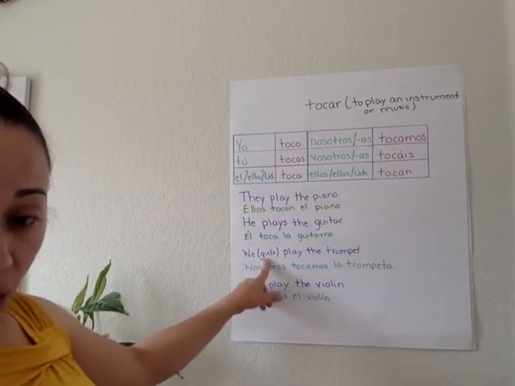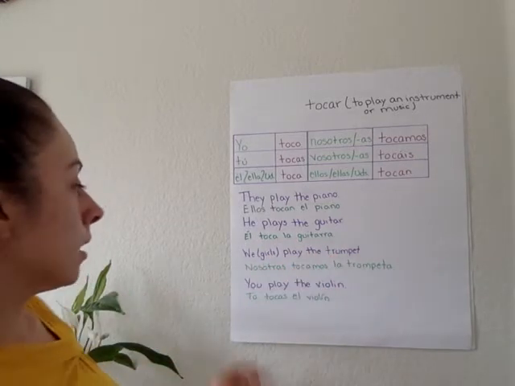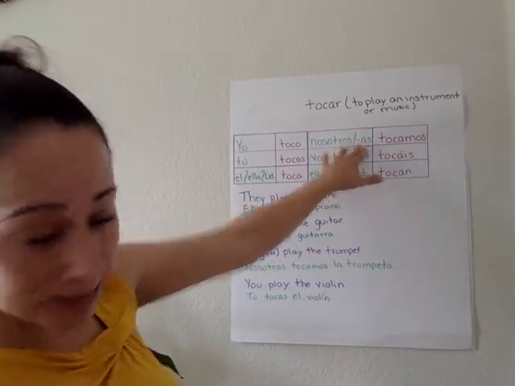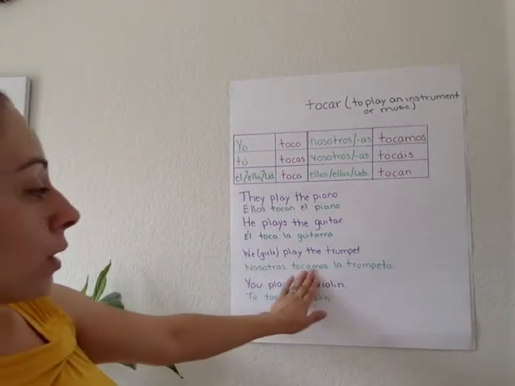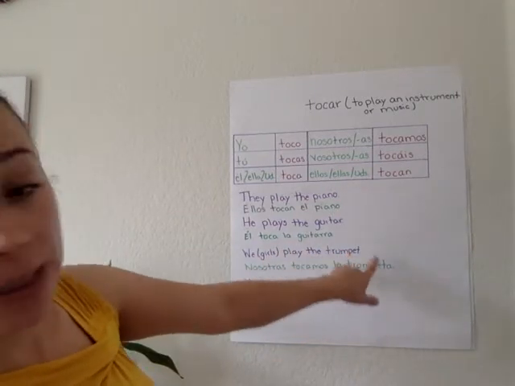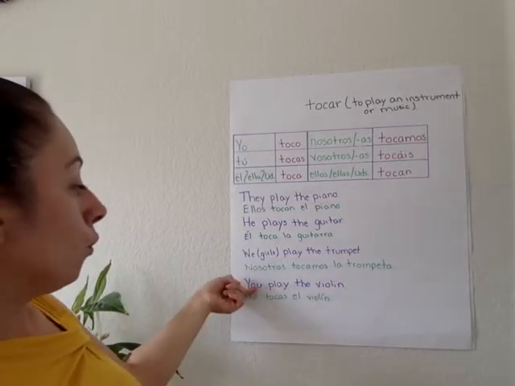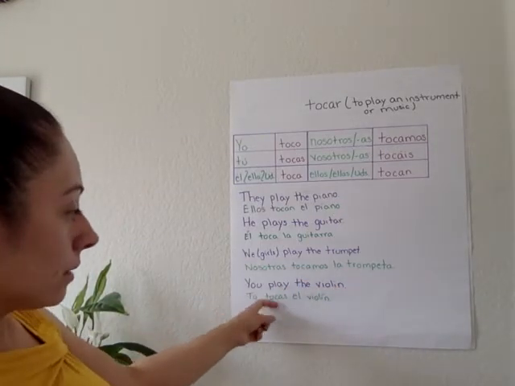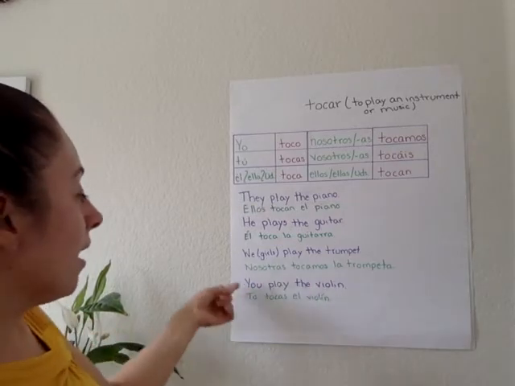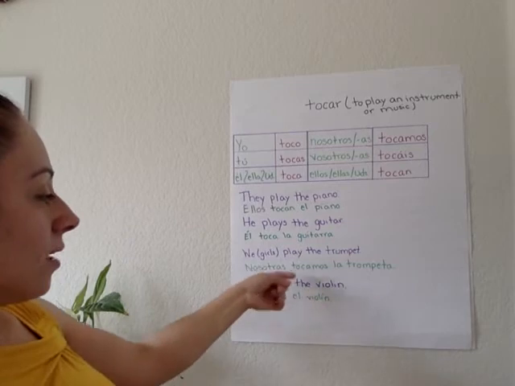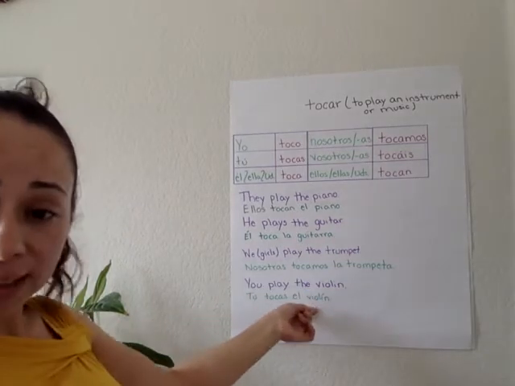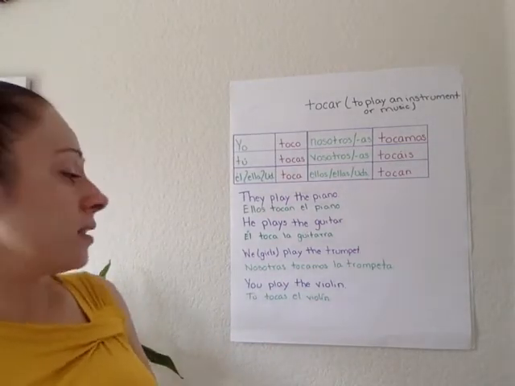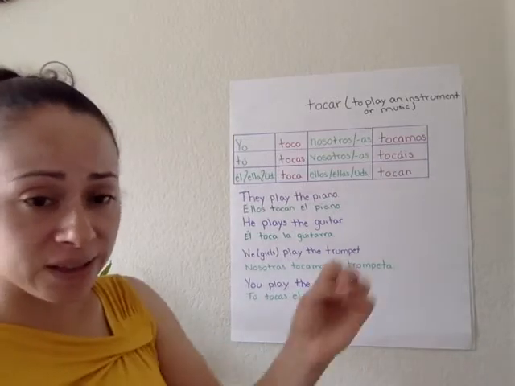This one's in parentheses, girls play the trumpet. So I'm going to look for the we girls form, which is nosotras. So I'm going to write nosotras tocamos, la trompeta, okay? You play the violin. Tú tocas, sorry, let me do that one again. Tú tocas el violín. Now, violin and violín are almost spelled exactly the same, but the only difference is that we have an accent mark above the I to give it a little more emphasis, okay?